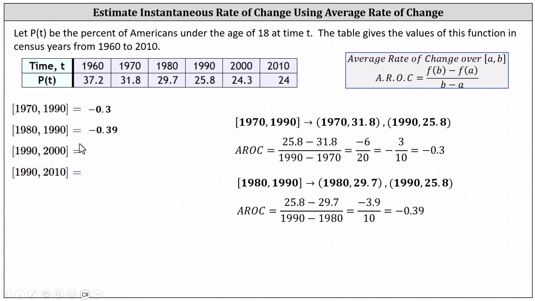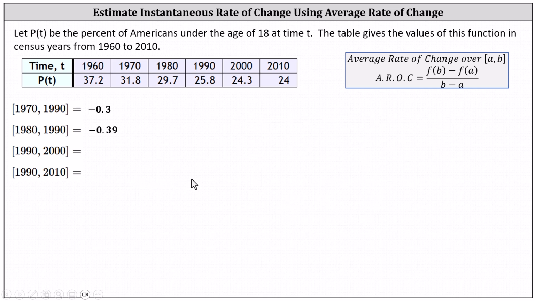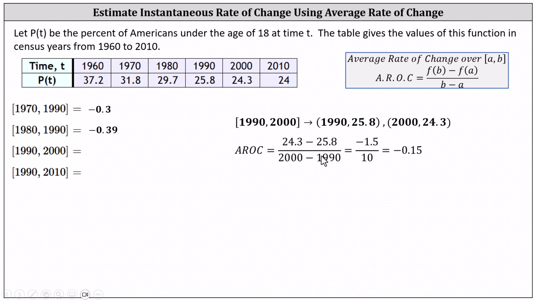The next time interval is from 1990 to the year 2000. The average rate of change equals the slope of the line passing through these 2 points, which indicates the average rate of change is equal to negative 0.15.